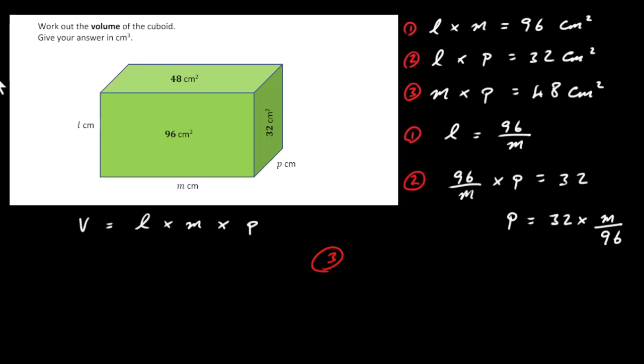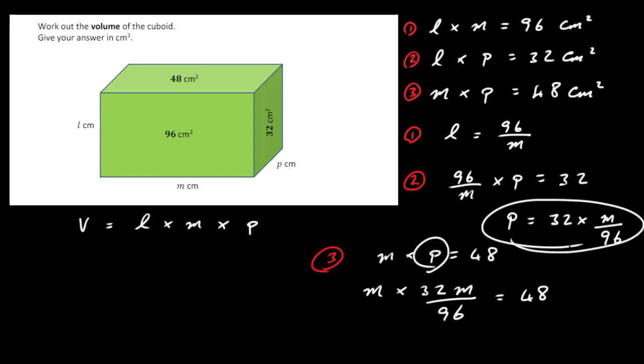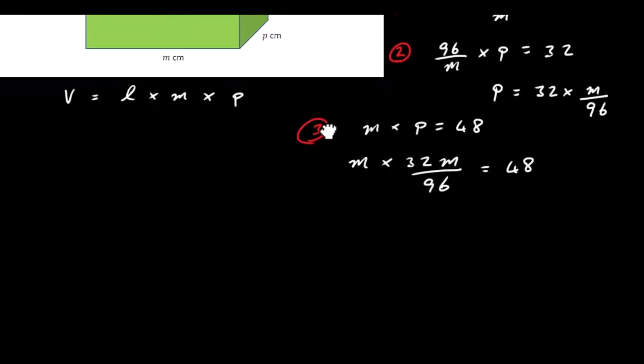So if I take equation 3, I've got m times p equals 48. Now I have p here, I've worked it out, so I'm going to just write down m times 32 times m over 96 is equal to 48. This is equation 3 then. I've just substituted p in here. Now I have an equation with just m in it, so I can work out what m is. So let's work on that.